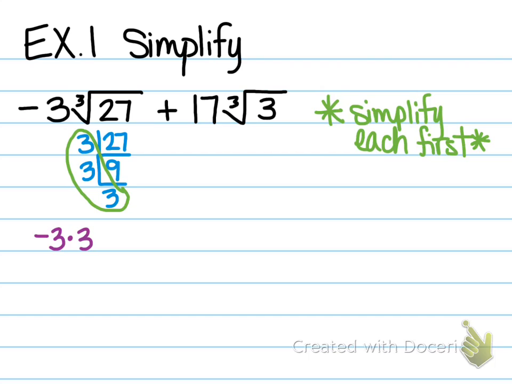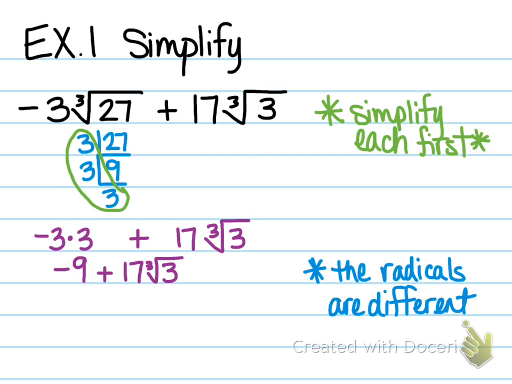So then we go to our second term, 17 cube root of 3. Well, the cube root of 3 is as simple as it gets. There's nothing that multiplies times itself to equal 3. So we're just going to leave that plus 17 cube root of 3. So then I can just do negative 3 times 3 is negative 9 plus 17 cube root of 3. Then I would see if I can add or subtract these. And since there isn't even a radical with the first number, I definitely can't add or subtract it to the second number. They would have to be both a cube root of 3 to be able to add or subtract. So we would just leave it as negative 9 plus 17 cube root of 3.